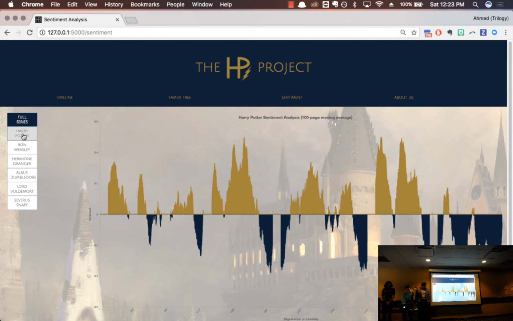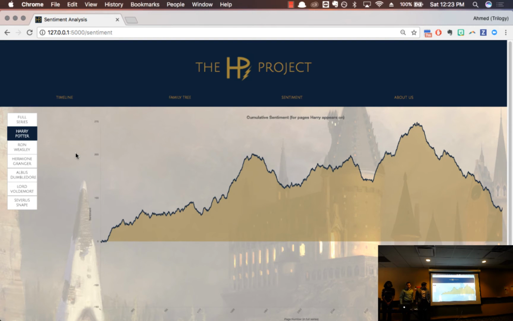So if we go to Harry Potter here, it's a little bit of a different chart. Rather than a moving average, where above and below the 0 axis represent positive and negative, this more shows their path up and down. So even though here is still positive, this downslope means that it was a rough time for Harry right there. Harry is on 94% of pages, so this pretty much represents the entire series.